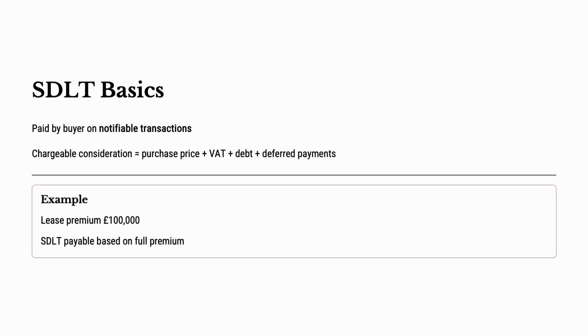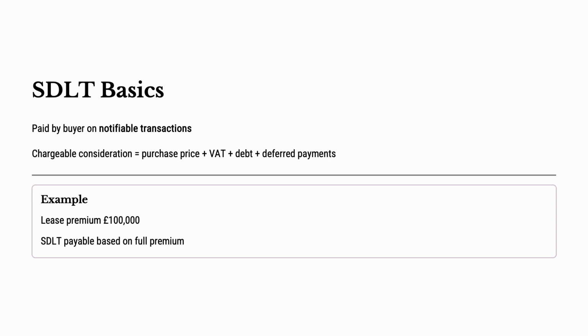Very, very important. This is paid by the buyer on land transactions in England and Northern Ireland. Wales has its own system, which we shall cover in a moment. SDLT is charged on chargeable consideration. That's not just the purchase price. It includes everything that the buyer gives for the property: the purchase price, any VAT, any debt the buyer assumes, deferred payment, anything, everything.